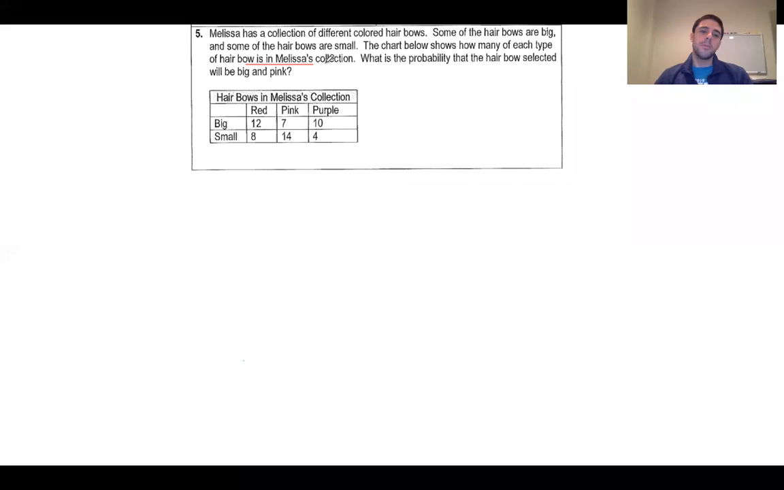How many hair bows are big? So we have big right here. And then we have my pink category right here. Where's the intersection between big and pink?